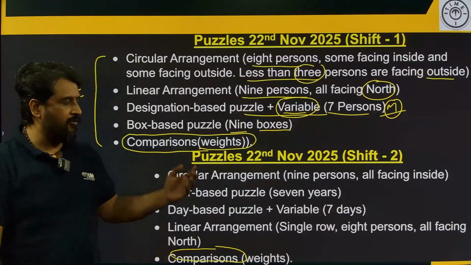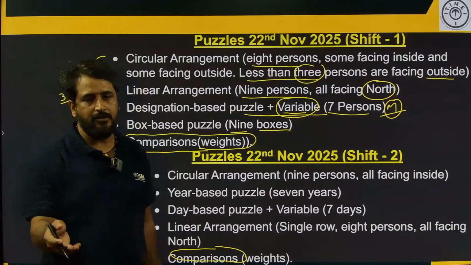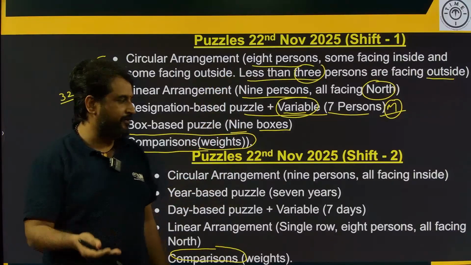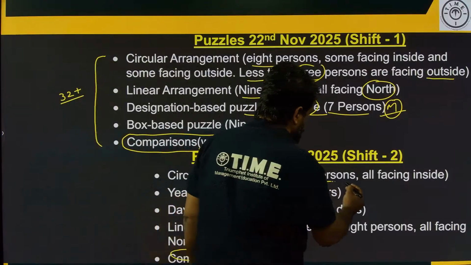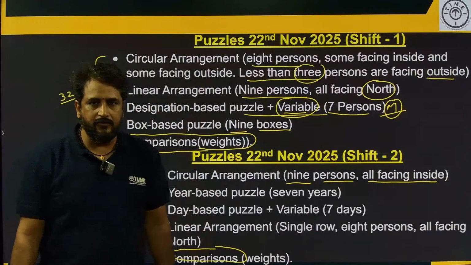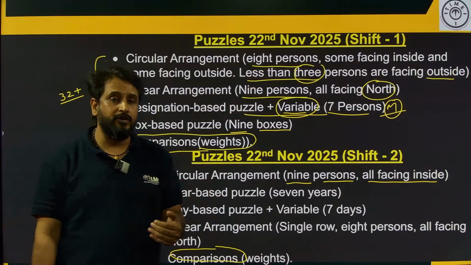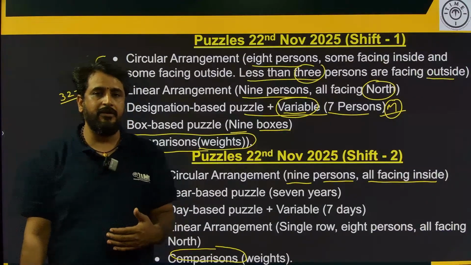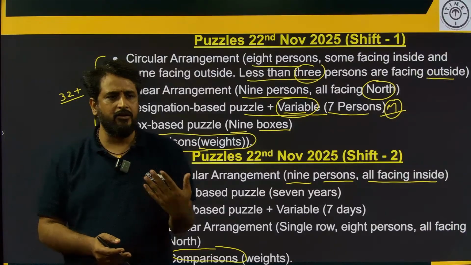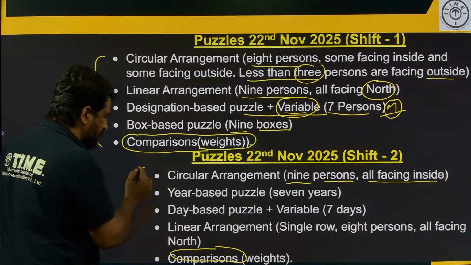Even in that shift, we have given a circular arrangement where 9 persons are there. All of them are facing the center of the table. Straightforward question. No surprises like the previous one. Some are inside, some are facing outside. Not like that. Simply 9 persons, all facing inside. Now, we have given one more question, a year-based puzzle with 7 years, and the base year is also given. 7 persons were born in 7 different years. It is a very easy and doable question. The circular arrangement is easy, and the year-based puzzle is also considered easy.